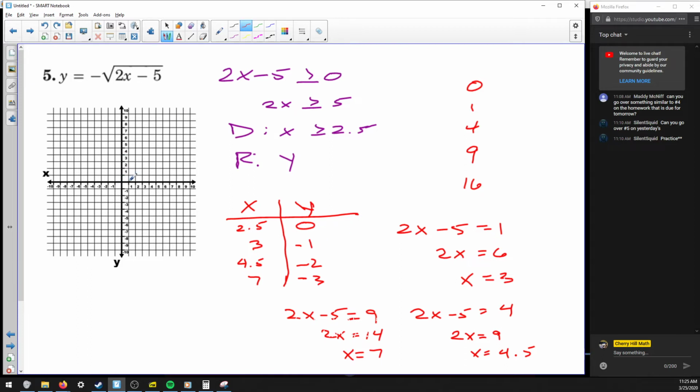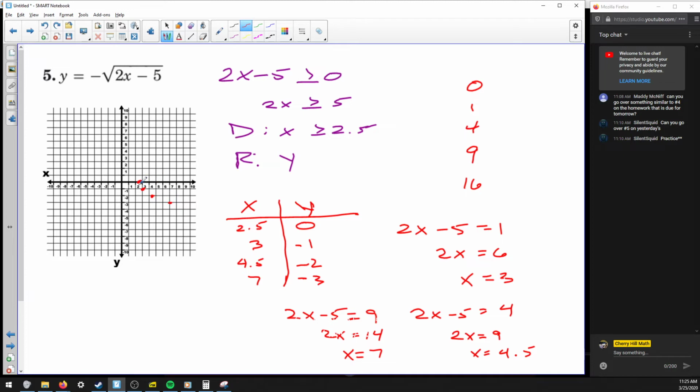It looks like 2.5 is at 0, so that's right here. Then 3, which is right here. I can go down to negative 1, so that's pretty close. There you go. 4.5, here's 4.5. That's going to go down to negative 2. And then 5, 6, 7, down to negative 3, which is right here.